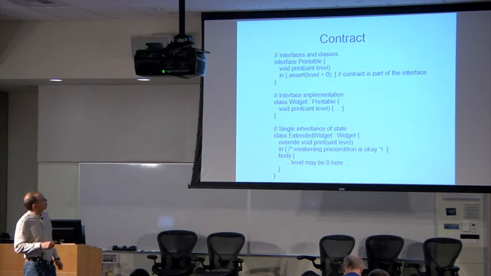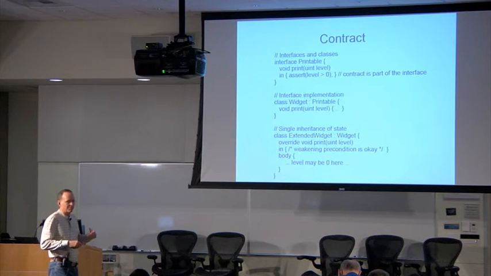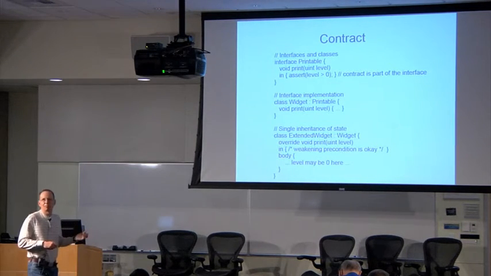So here we can implement the interface, and it will inherit the contract. And if we do a derived class from that, and we override, got to do override too. It doesn't have implicit overriding anymore.